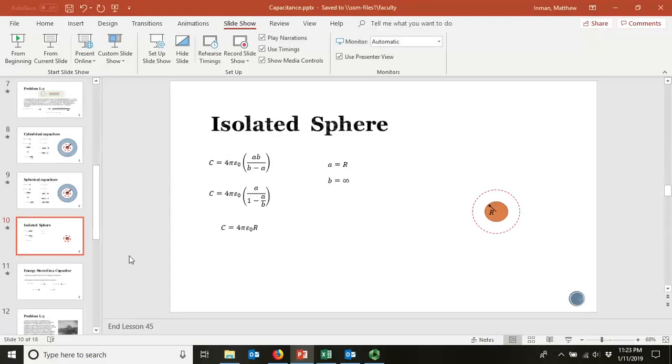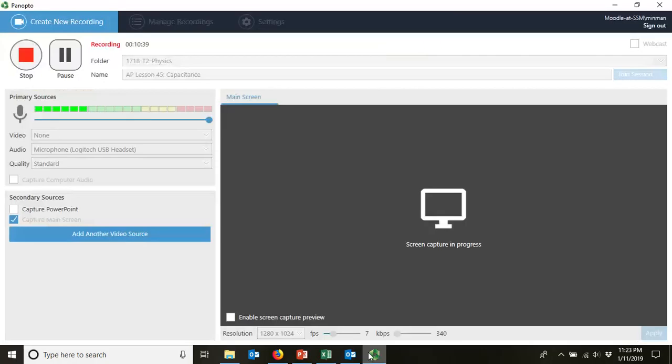And so that's a quick overview of capacitance and some ways to calculate capacitance. We'll look at energy stored in capacitors in the next lesson.